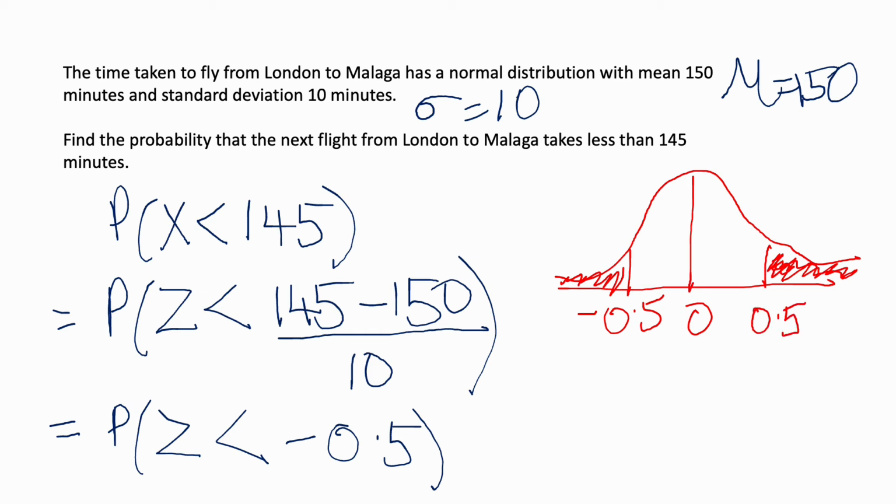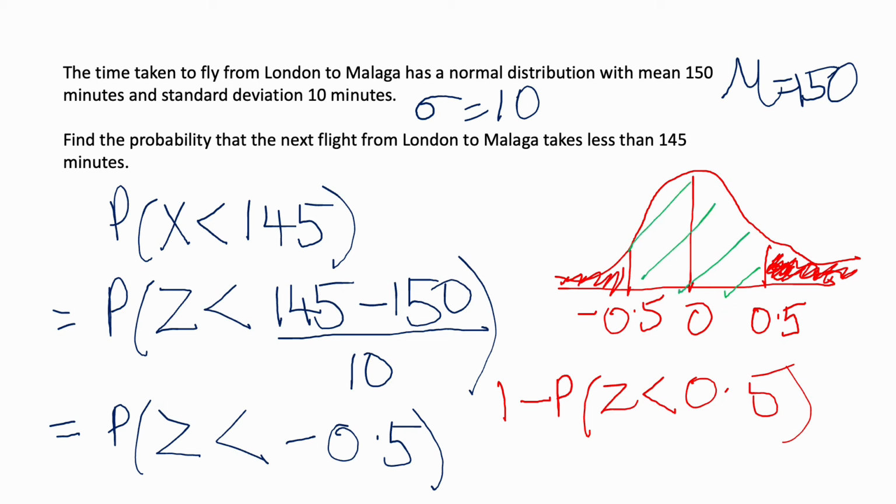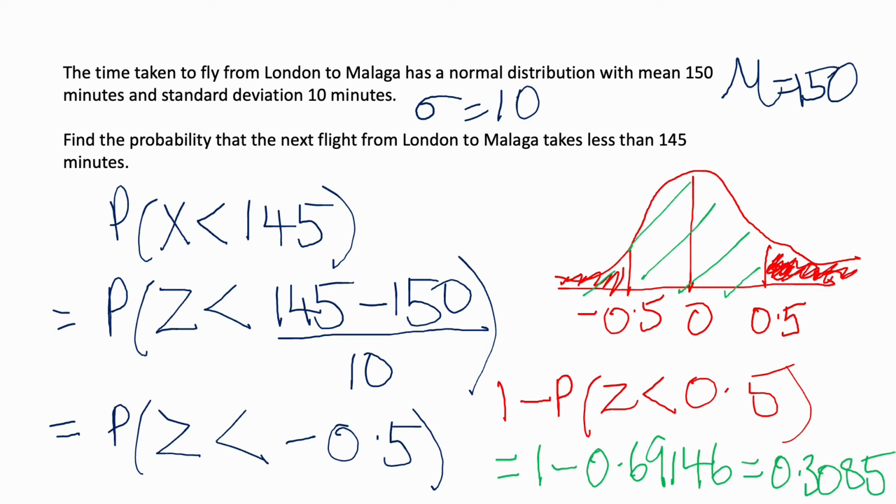The way we'll work this out using the table, because the table always gives us the value less than the number that we're looking at for the area, is that the probability that Z is less than -0.5 is 1 take away the probability that Z is less than 0.5. So we work out this bit here with Z less than 0.5, and 1 take away that will give us this bit here. When we look that up, we are doing 1 take away 0.69146, and that gives us 0.3085. That's the answer.